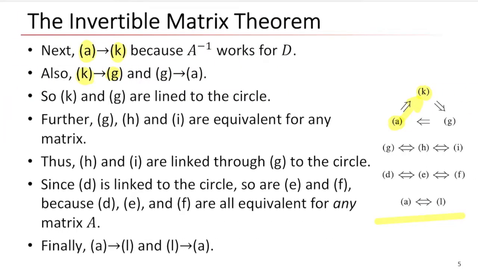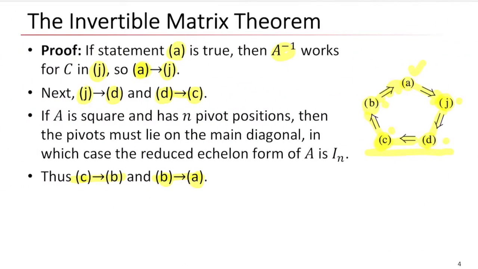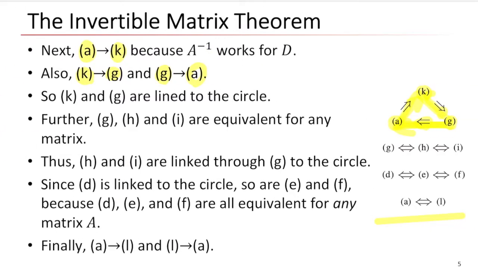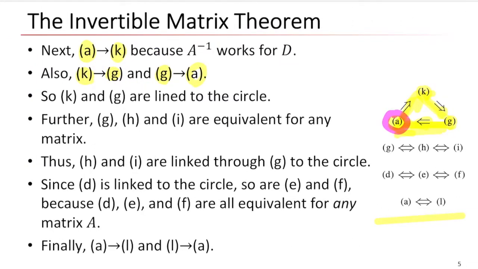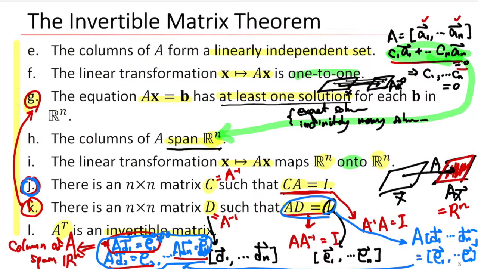Okay, so we find G to A, A true. So we find another circle here. There was one circle and there is another circle, and A is related to this one and this one. So this whole set of statements are related to each other, right? Okay, so let's move on to G, H, I. They are all equivalent.